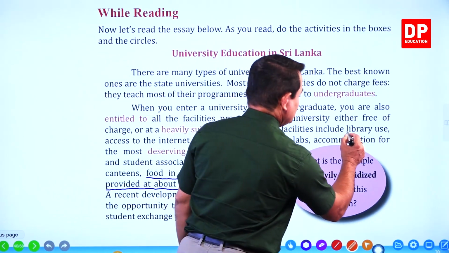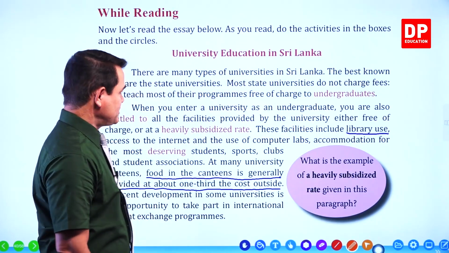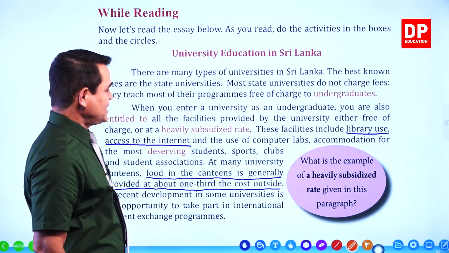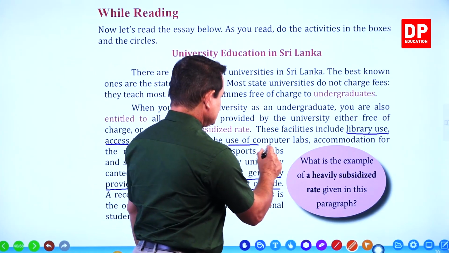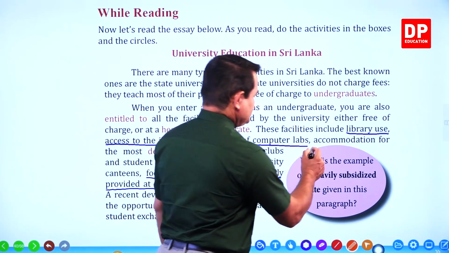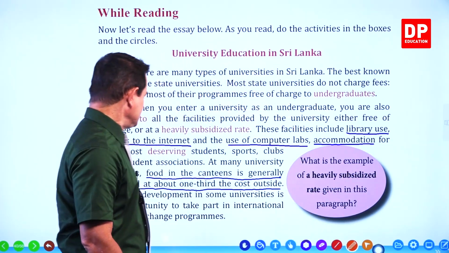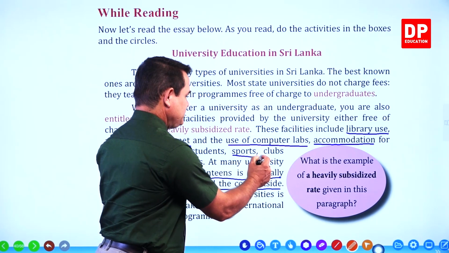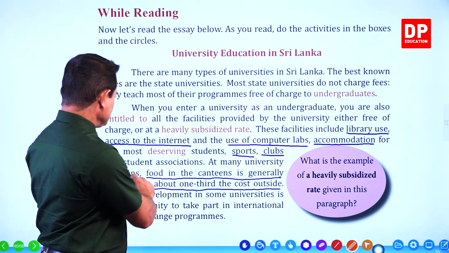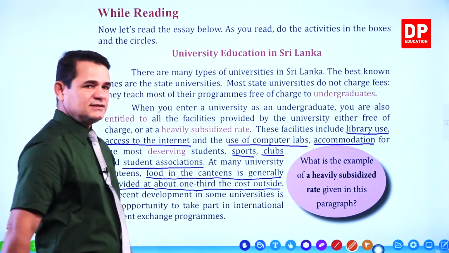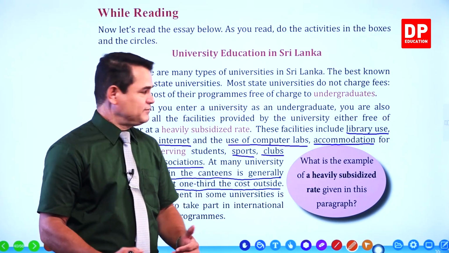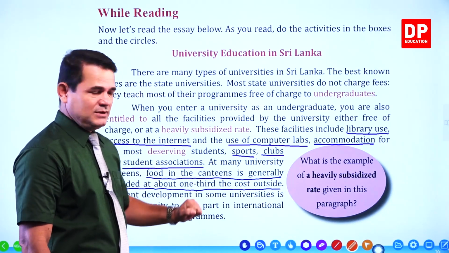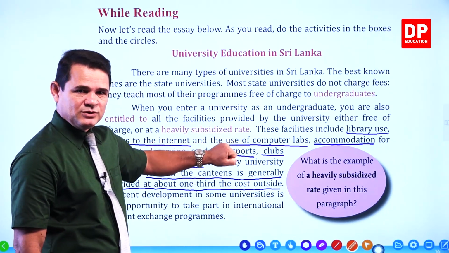These facilities include library use, access to the internet and the use of computer labs, accommodation for the most deserving students, and sports clubs and students associations, right? So these are the facilities that you get. You can get those things and write the answer for the second question. You can easily find the answer to the second question from this paragraph.